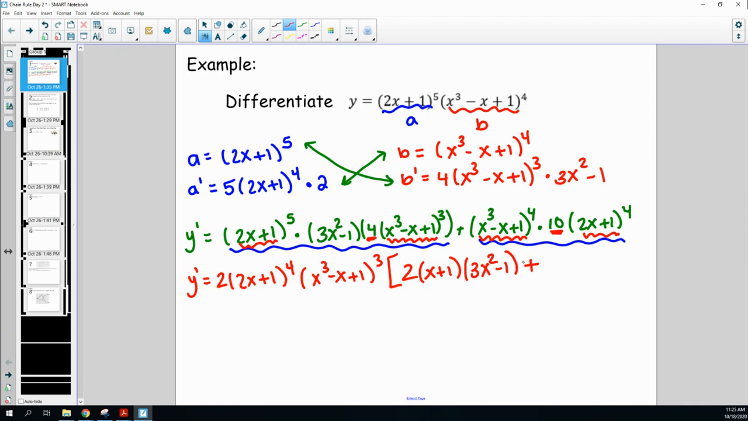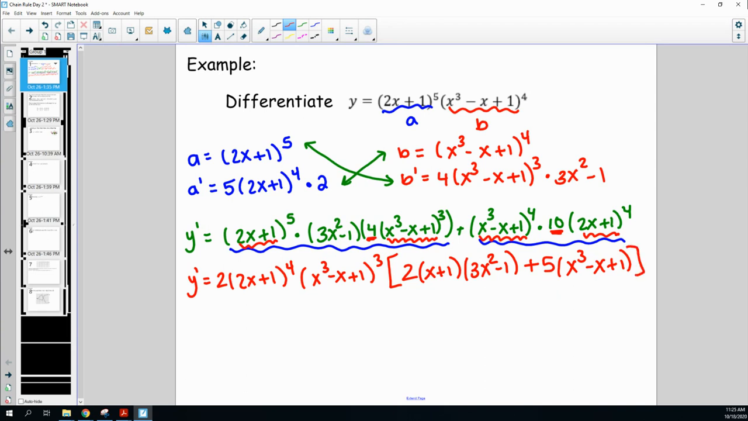And now I'm going to look to the right side. I took out the 2, and I had a 10, so I need a 5. The 2x plus 1 to the fourth, I took that out exactly. And then the x cubed minus x plus 1 to the third I took out, and I had it to the fourth. So I have one more x cubed minus x plus 1 that's left over.